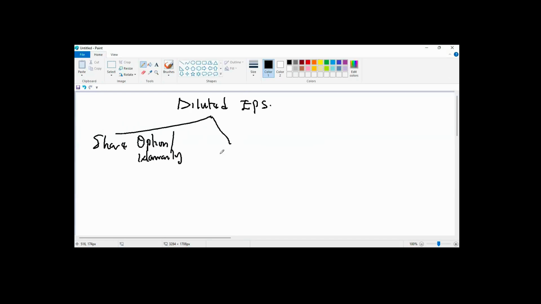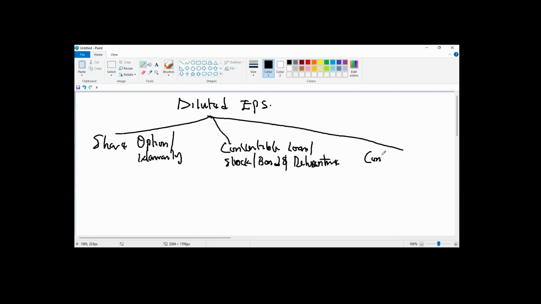Two, convertible loan stock, bond, and debenture. The same treatment applies. Then three, convertible preference shares. These are the three things that can make it dilute.